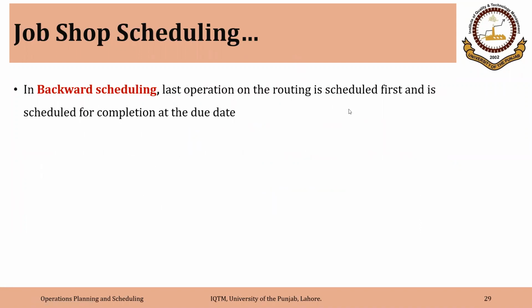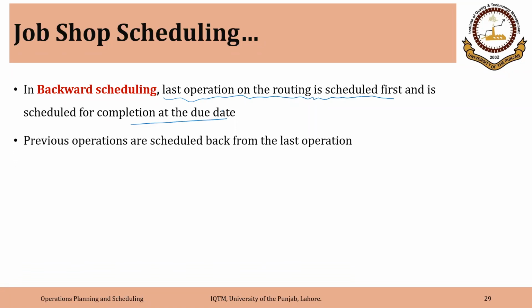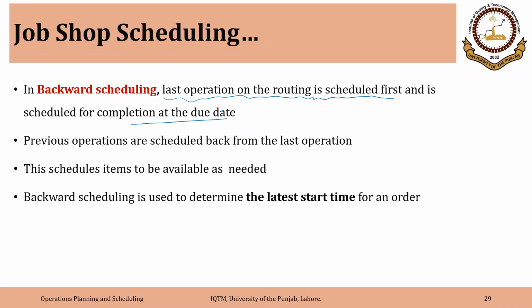In contrast, in backward scheduling, the last operation on the routing is scheduled first. As the name implies, the last operation on the routing sheet is scheduled first and is scheduled for completion at the due date. Previous operations are scheduled back from the last operation. This schedules items to be available as needed.